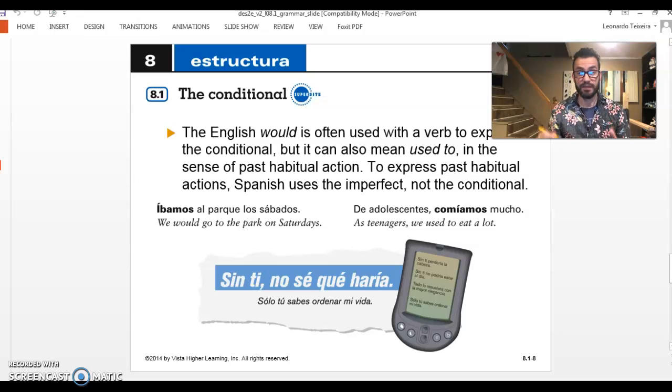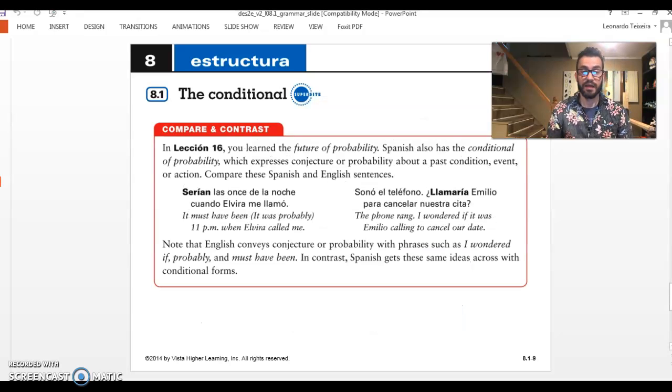Now, remember, you want to use conditional only if you are talking about something that is would, as in hypothetical or polite request. Okay, all right. Now, the last thing about conditional. So we talked about polite requests, and we also talked about hypothetical situations, right? I would do this if I were you. Is the idea of probability. Okay.